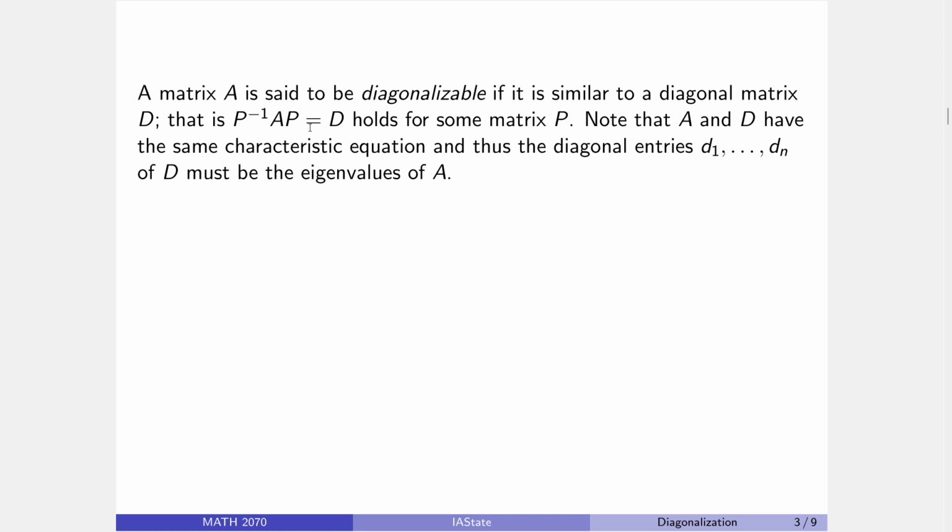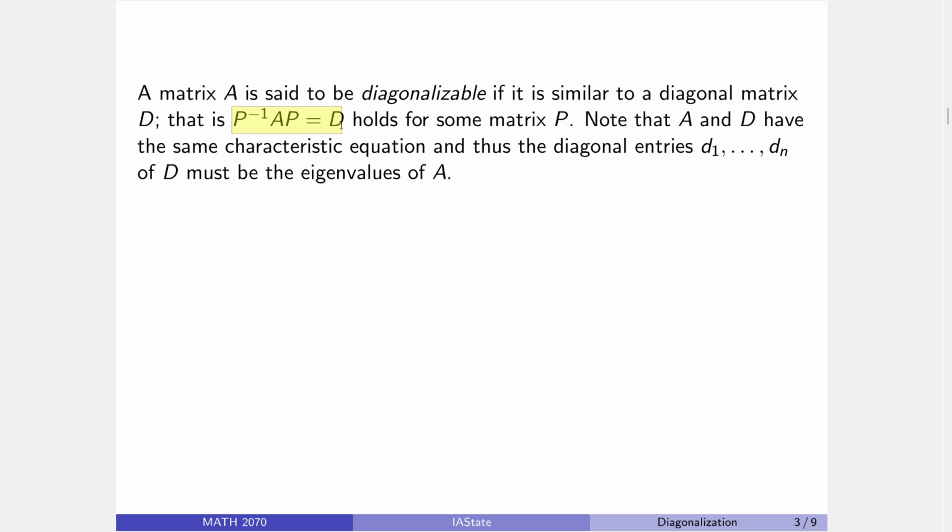Now recall, the reason we pointed out similar matrices and noted that these were seemingly an important thing is that similar matrices have the same characteristic equation and thus must have the same eigenvalues. So if A is diagonalizable, then the diagonal entries D1 to Dn on our matrix D have to be the eigenvalues of A. They're the eigenvalues of D, and A and D have to have the same eigenvalues.